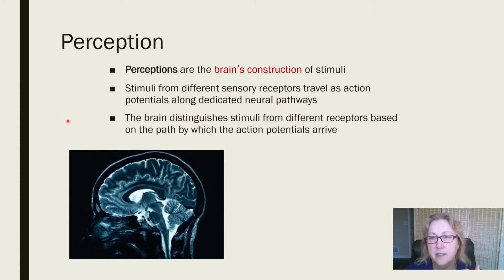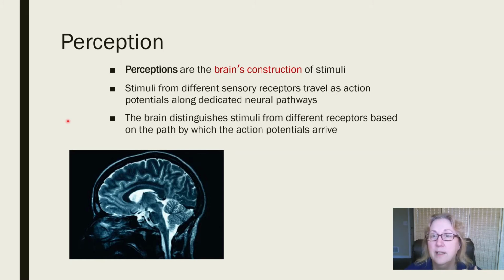Different types of receptors send different types of signals. And that's how the brain is deciding, okay, it's an action potential that's coming from the cochlea, so it's a sound. It's an action potential coming from a pain receptor, so it's pain. It's something that I want to avoid. So that's how the brain is deciding what the stimulus is, by which neuron that signal is coming in on.